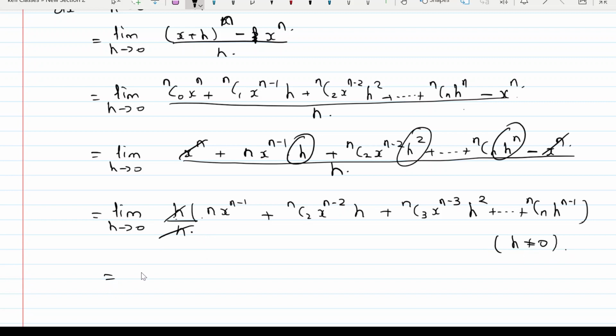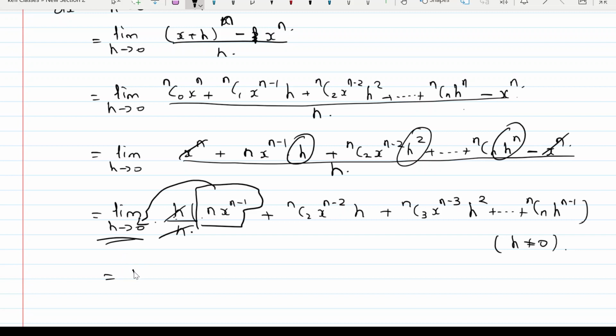Now I'll take the limits, and there is no h over here, so this part is a constant term as far as h is concerned. In terms of h, it is a constant term. That nx raised to n minus 1 is like a constant, because what is tending towards 0 is h, so it doesn't have the term h, so it's like a constant.